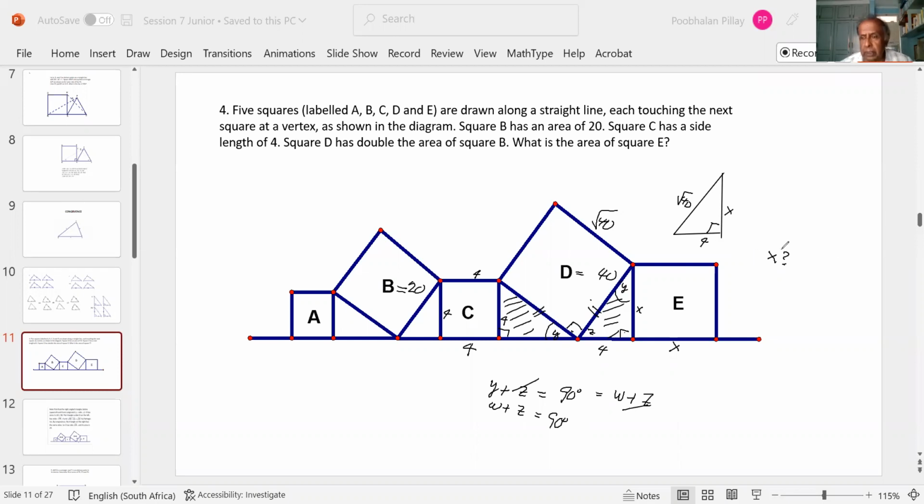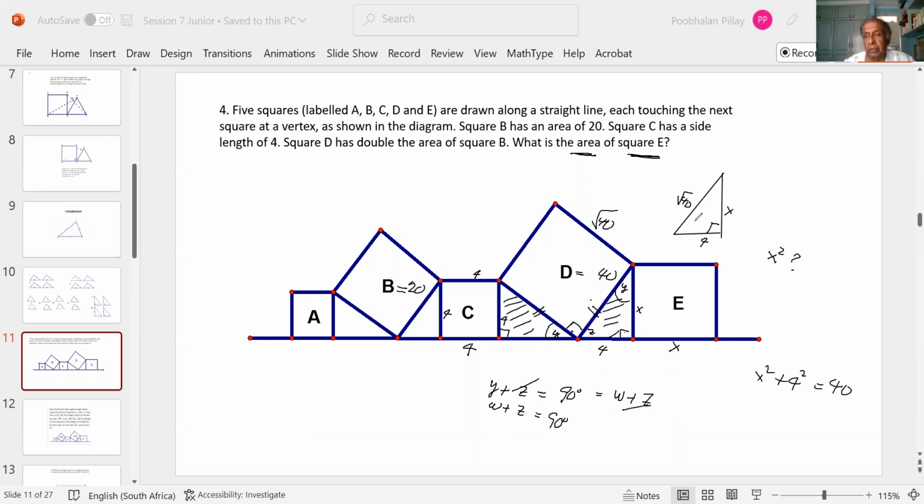We needed to find not necessarily x, we needed to find the area of square E. So we needed to find not just x, but x squared. All right, so x squared is what we needed to find. But now, from Pythagoras, we've got that x squared plus 4 squared is equal to square root of 40 squared, which is 40.